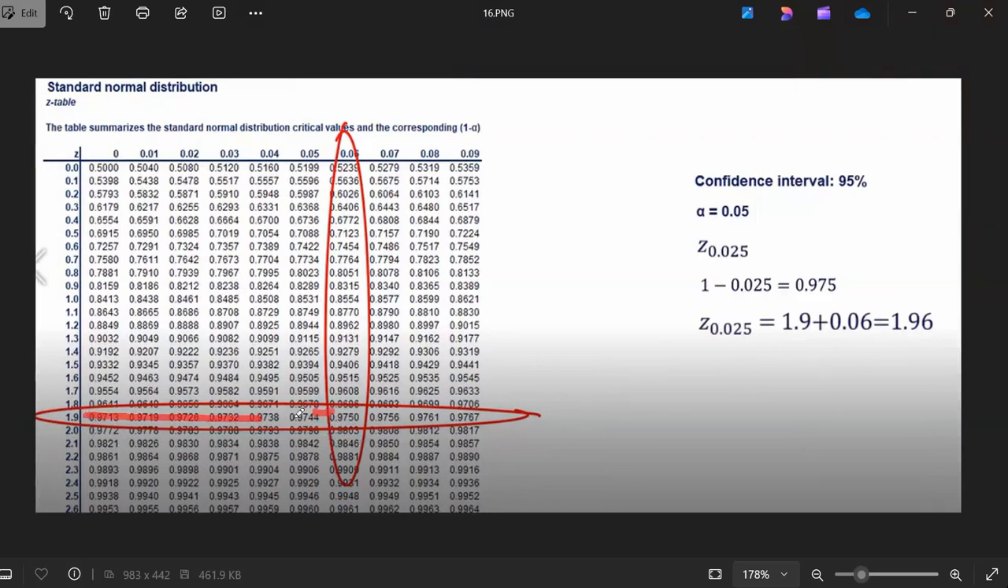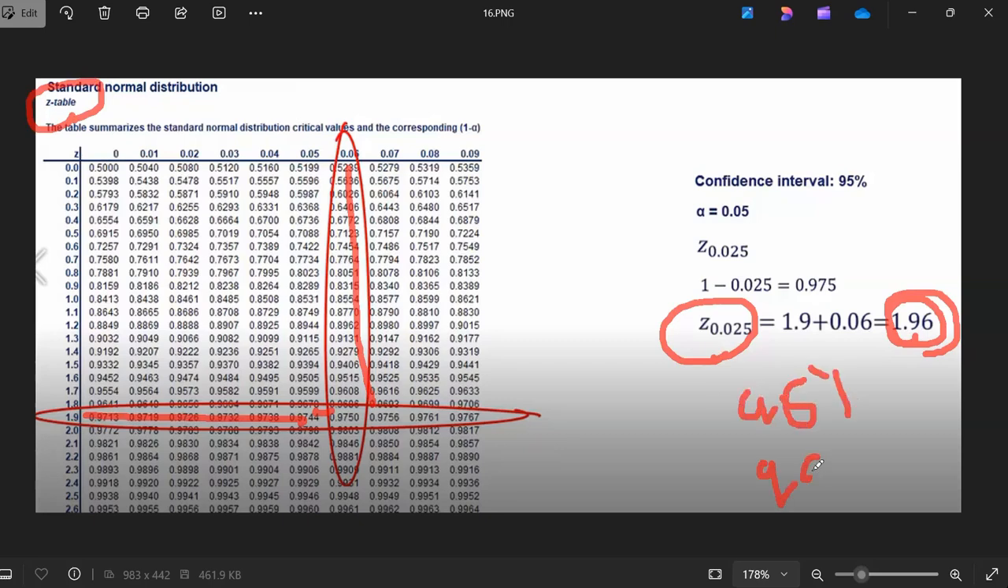On the x-axis, I consider 1.9 and this one 0.06. Now we got the value 1.96, or not? This is called the Z table. So interview question: what is a Z table? The Z table is the statistics table which is required to compute the Z test, at 95 percent, 99 percent.